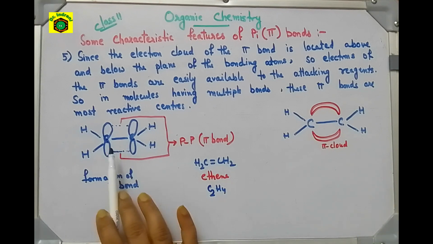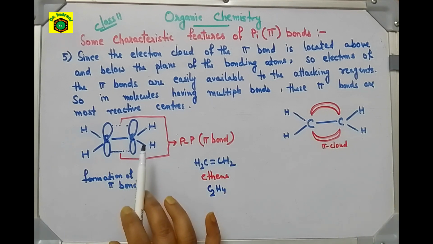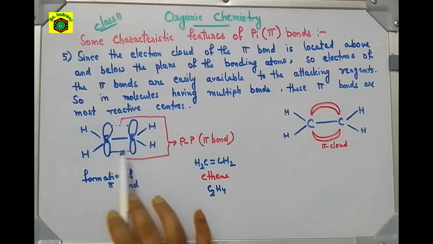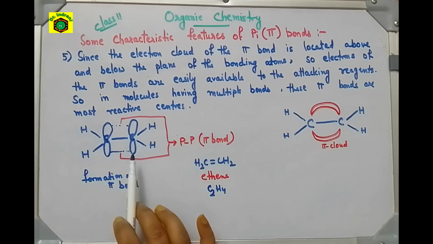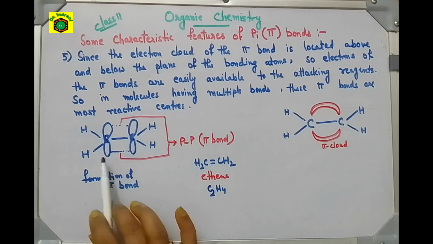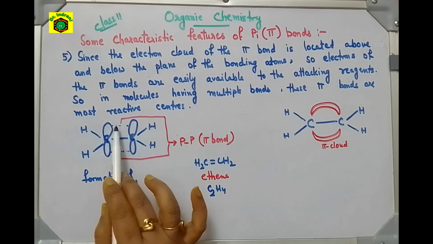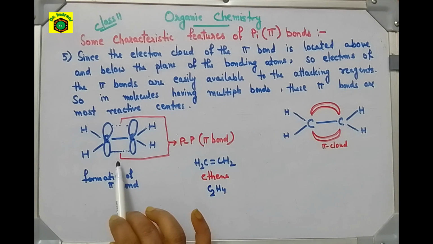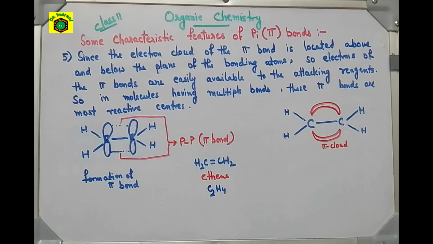Now see here, lateral or sideway overlap is taking place between p orbitals of adjacent carbon atoms. These two are adjacent carbon atoms. See, overlapping is taking place here and here, since it is lateral overlap. So, you can see pi electron cloud is here and here, only above and below the plane of the molecule.